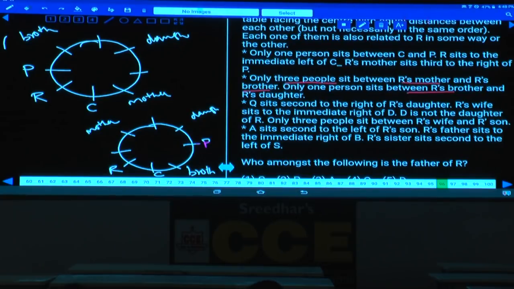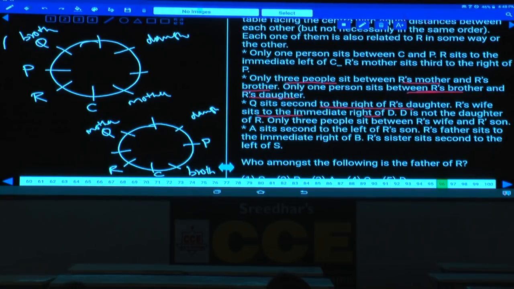And R's brother and R's daughter. Q sits second to the right of R's daughter. As Q sits second to the right of R's daughter, Q will be here. Now in this case, Q will be here. Q is the mother in one case and Q is the brother in another case. And Q sits second to the right of R's daughter, and R's wife sits to the immediate right of D. D is not the daughter of R.